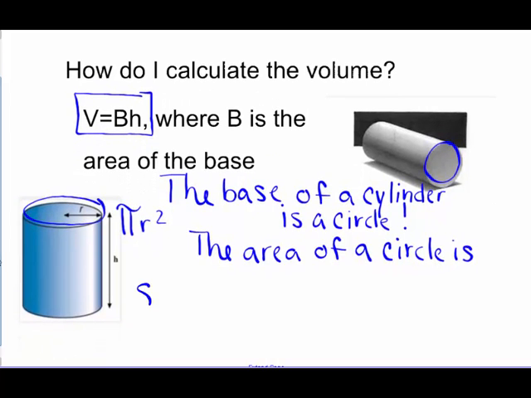Using this information, I know that the volume of a cylinder equals pi r squared multiplied by h, the height of the cylinder. Let's use this formula to calculate the volume of some cylinders.